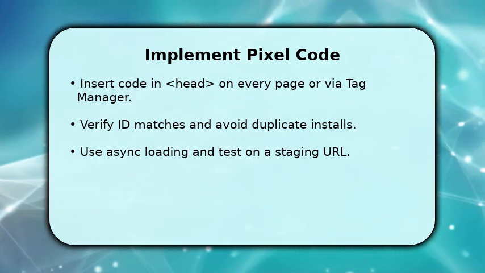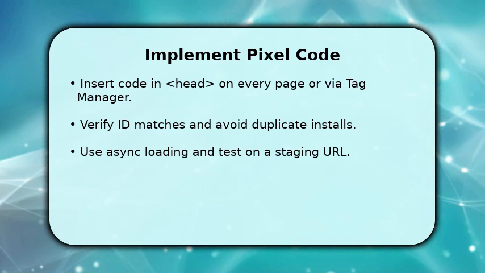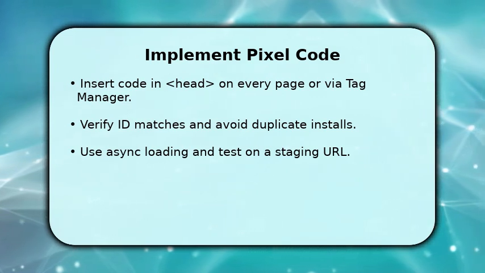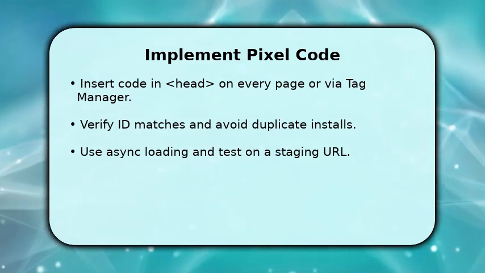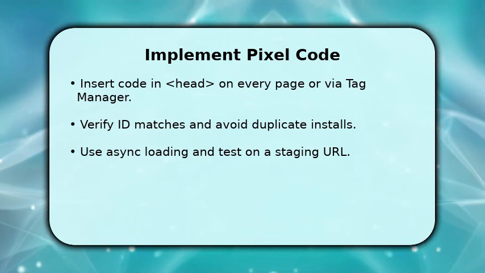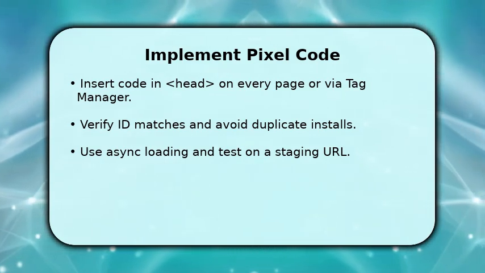Once done, enable async loading to reduce page impact and publish changes to staging first. Then open the staging URL and watch the browser console for load or script errors.